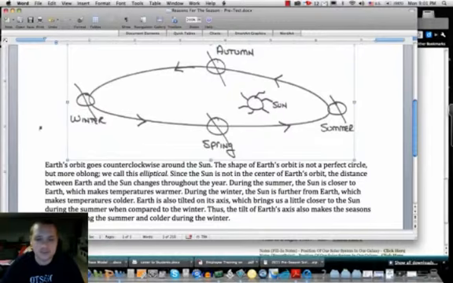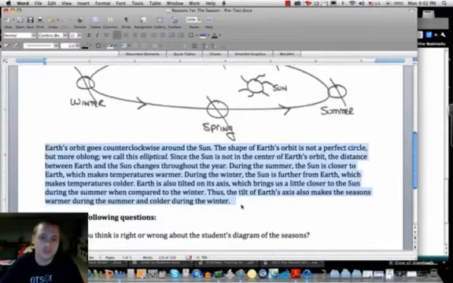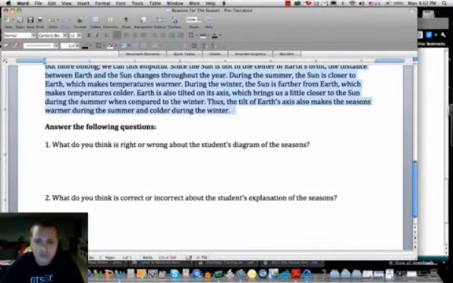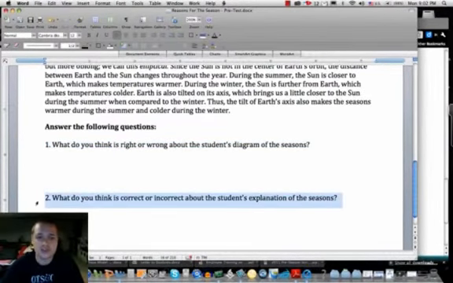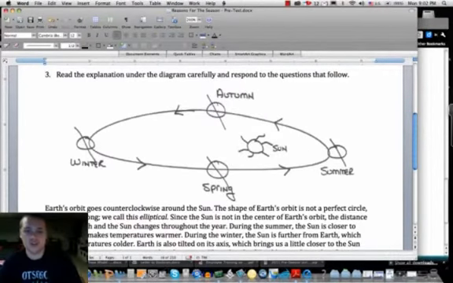Along with the diagram, the same student was asked to explain the diagram and the reasons for the seasons. So you're asked not only to look at the diagram, you're also asked to read the explanation. And then when you are done with both, then you are asked two questions. The first of which is addressing what do you think is right or wrong with the student's diagram about the season, and then the second is what do you think is correct or incorrect about the student's explanation regarding the seasons. So you've got two questions to answer once you've done your evaluation, and when you're done with your evaluation you will give this to myself or give it to Mr. Fusak. If you have any questions, let us know.